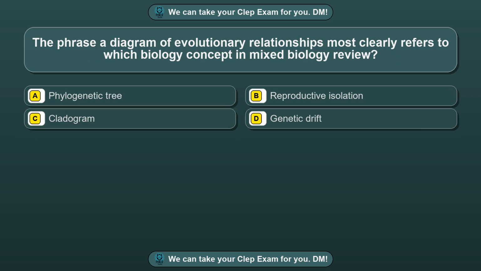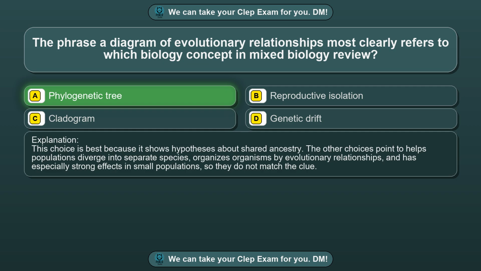Question 46. The phrase "a diagram of evolutionary relationships" most clearly refers to which biology concept in mixed biology review? Option A, phylogenetic tree. Option B, reproductive isolation. Option C, cladogram. Option D, genetic drift. The correct answer is option A, phylogenetic tree. This choice is best because it shows hypotheses about shared ancestry.